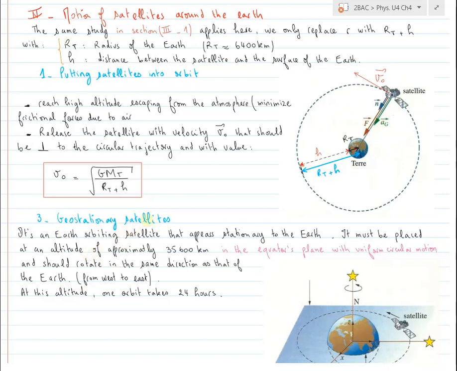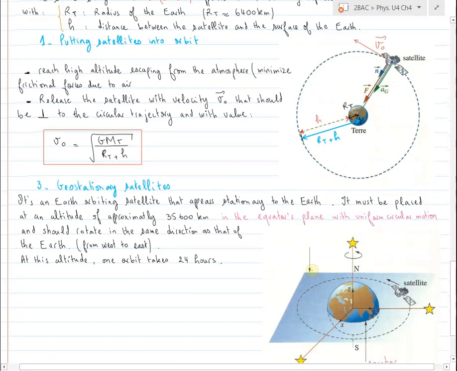So the last part of this course is subsection 3, geostationary satellites. What are geostationary satellites? It's an Earth-orbiting satellite that appears stationary to the Earth, which means that from the standpoint of the Earth, the satellite appears non-moving, meaning that the satellite should be orbiting with the Earth at the same rate. So it must be placed at an altitude of approximately 35,600 kilometers in the equator's plane with uniform circular motion.